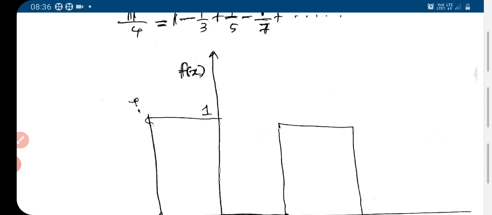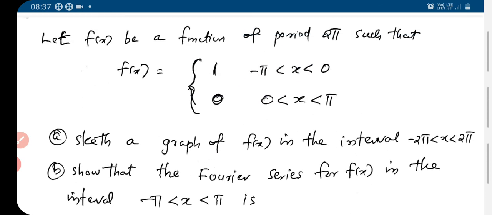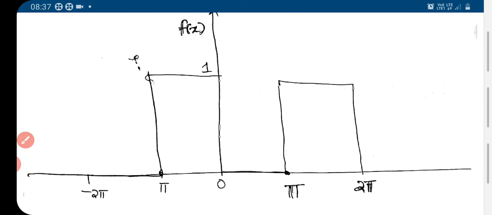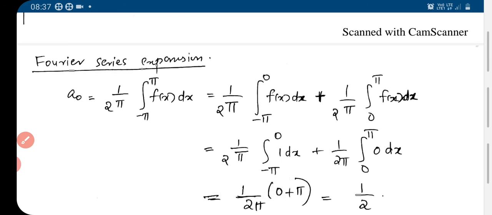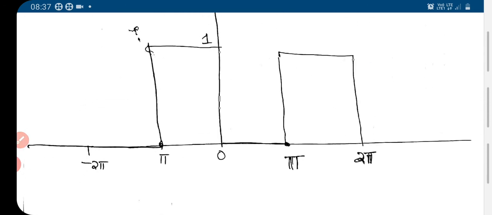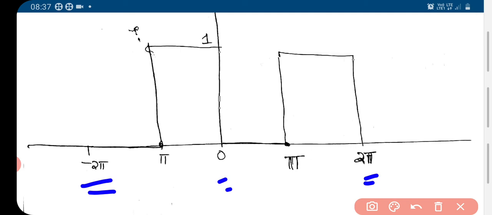So the first thing that we do is sketch the function. We know for x between minus pi and 0, the value of f is 1. And for x between 0 and pi, the value is 0. So we sketch this: its value is 0 here and here it's 1. Since this is periodic, we just extend this to minus 2 pi, the same thing. From 0 to 2 pi it is like this, and since this is periodic, we can expand it as a Fourier series. This will be the sketch of the function.